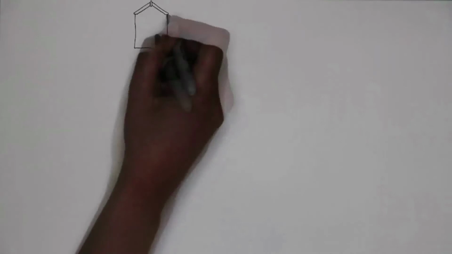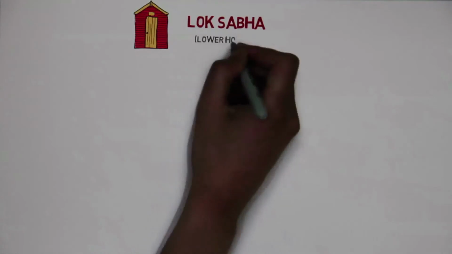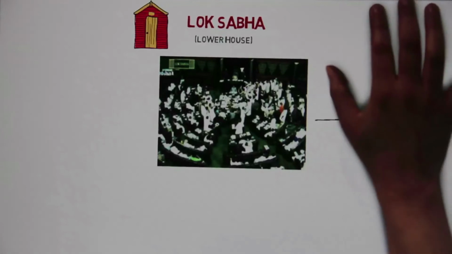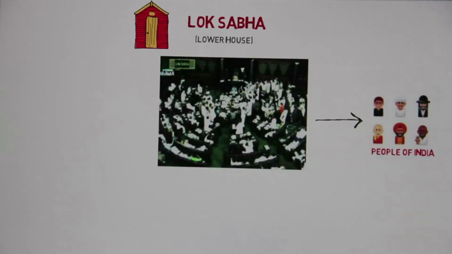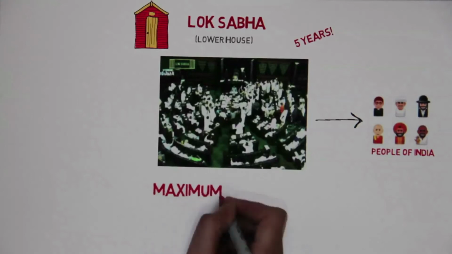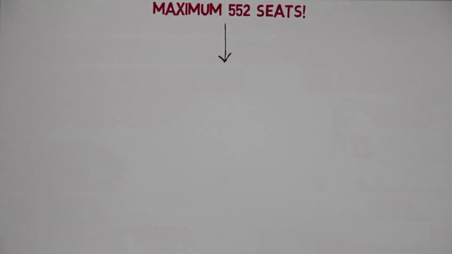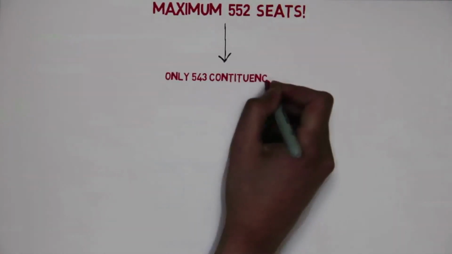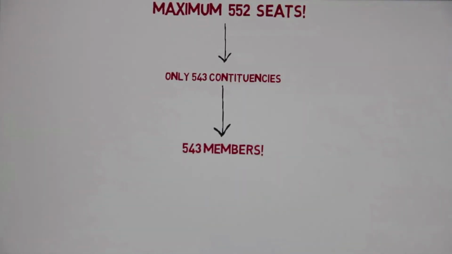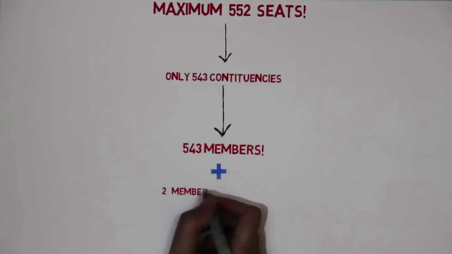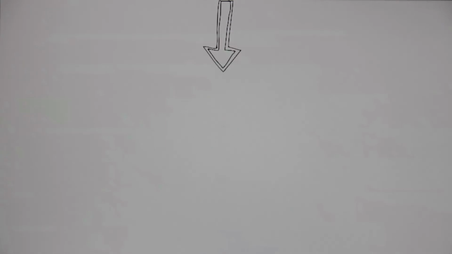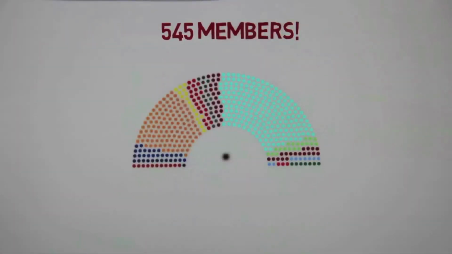So, let's look at the Lok Sabha, the lower house of the parliament. In the Lok Sabha, the members are directly elected by the people of India. Each Lok Sabha has a tenure of 5 years. There are maximum 552 seats in the Lok Sabha. Since India has only 543 constituencies, the number of members elected by the people are 543. Additionally, 2 members representing the Anglo-Indian community are elected by the President. Effectively, there are 545 members in the Lok Sabha.